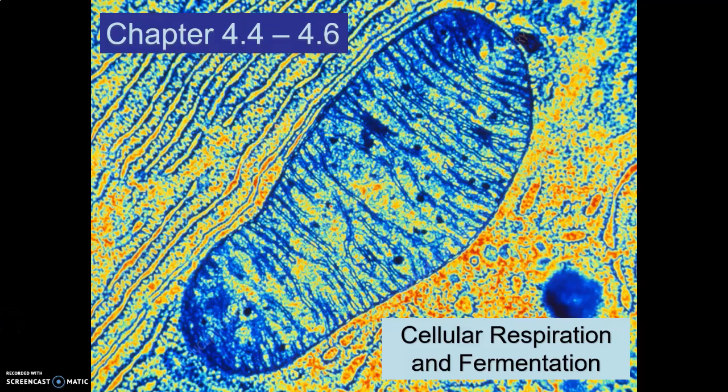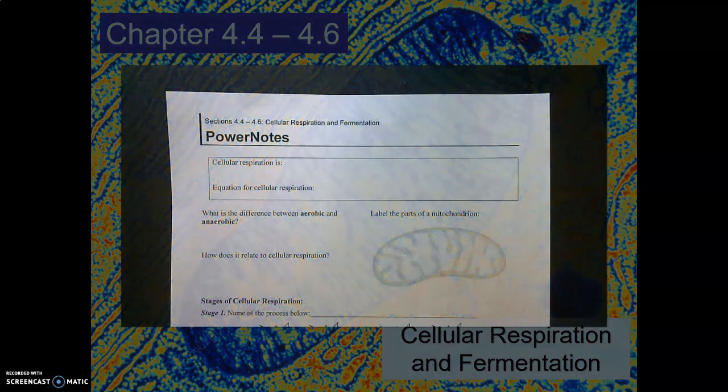Today we're going to be talking about Chapter 4, Sections 4 through 6. This will be an overview of cellular respiration as well as some of the details of the process and also the process of fermentation. So before we begin, make sure that you have something to take your notes on.